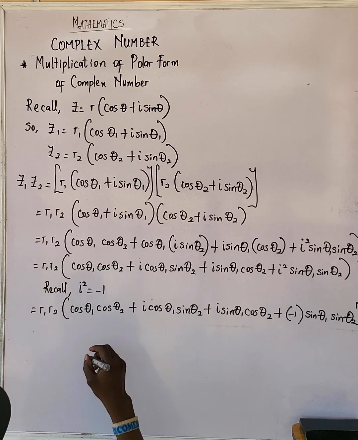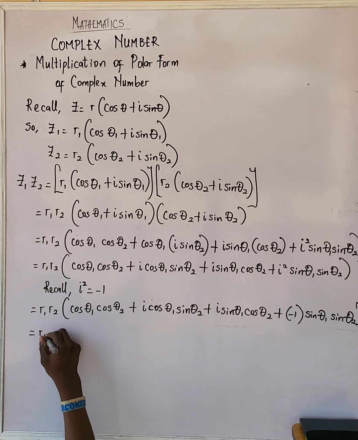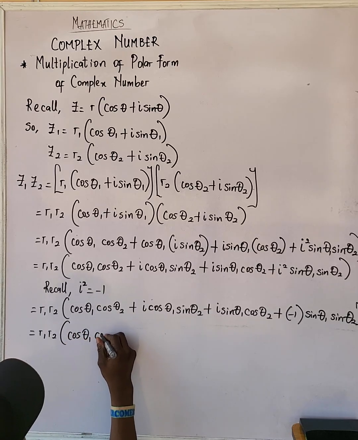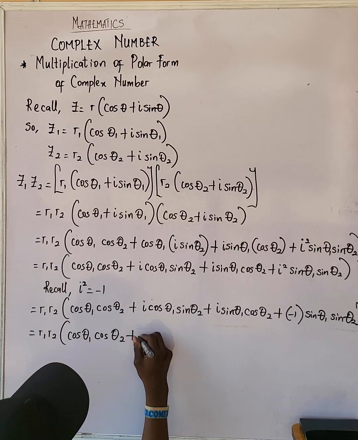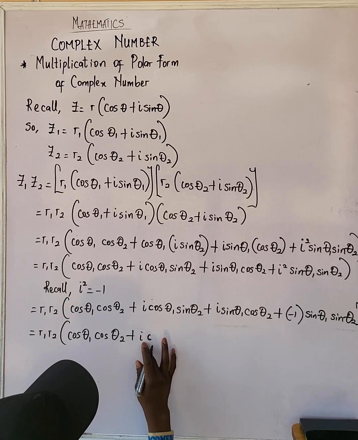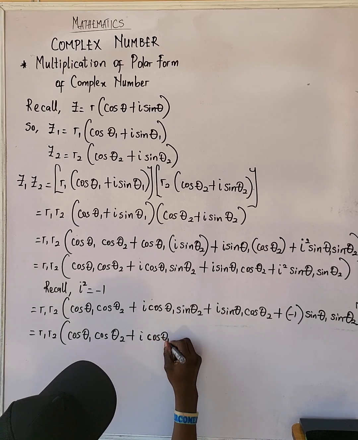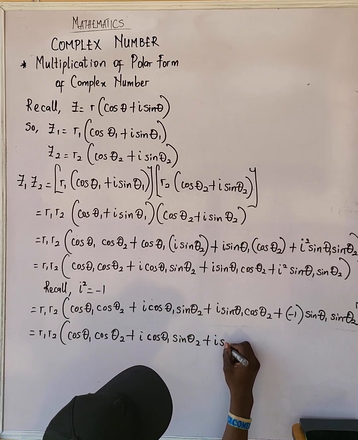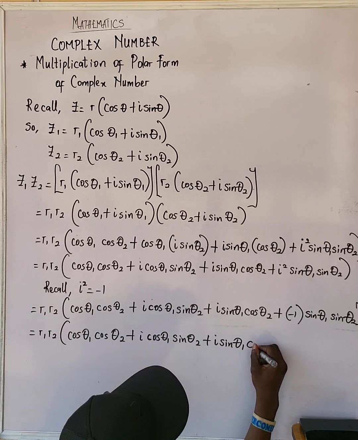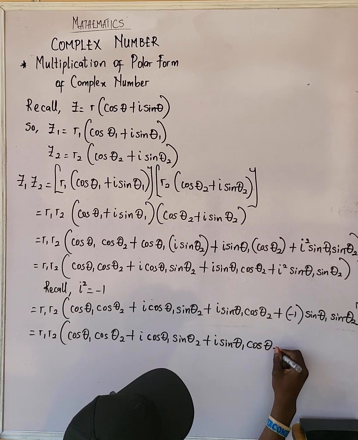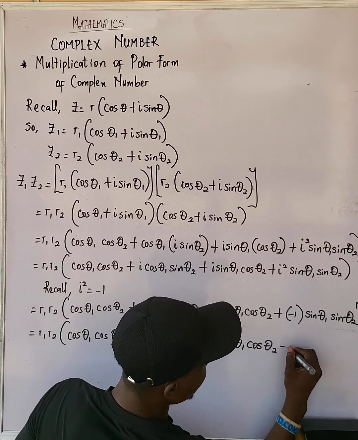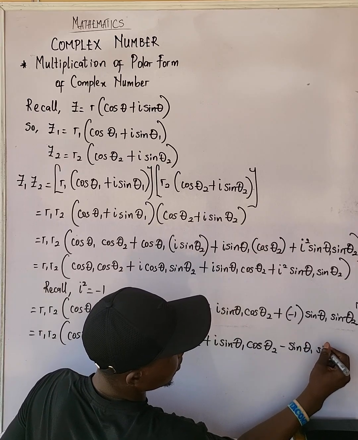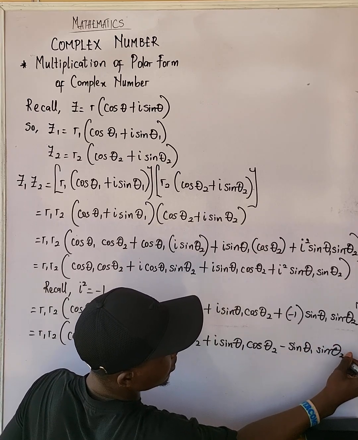So what do we do? We write it and say R1, R2 will now give us cos theta 1 cos theta 2 plus i cos theta 1 sin theta 2 plus i sin theta 1 cos theta 2 plus times minus will give us what? That's minus sin theta 1 sin theta 2.